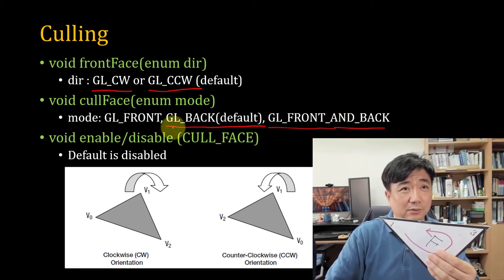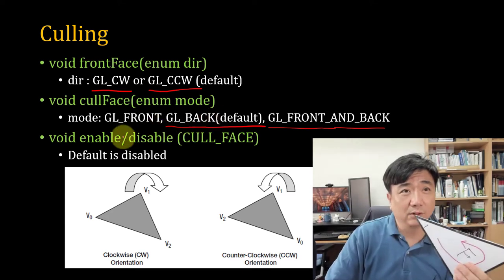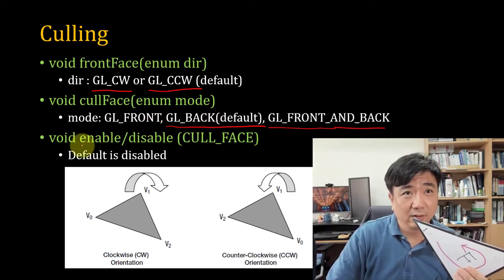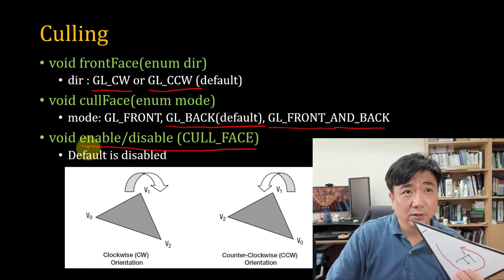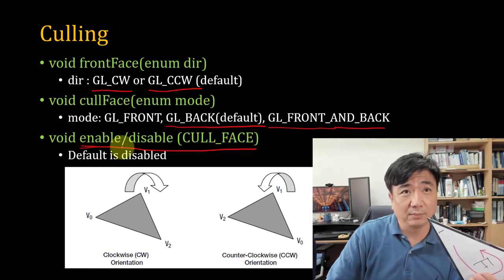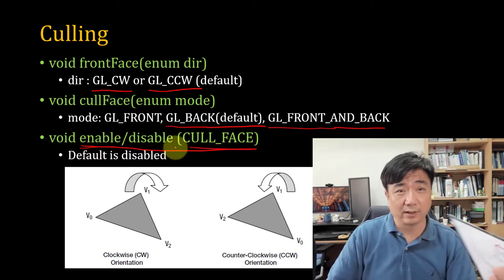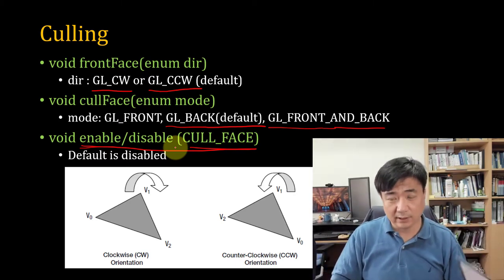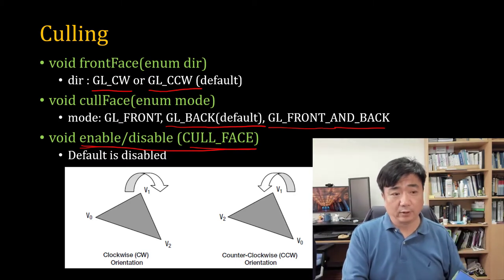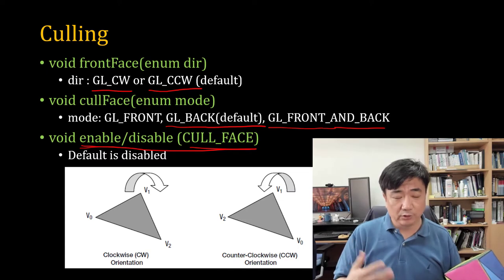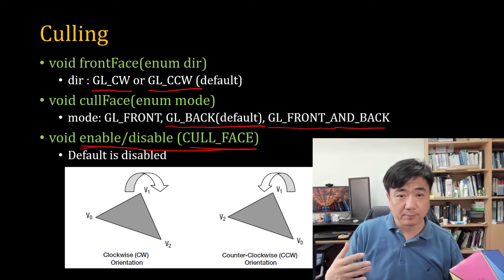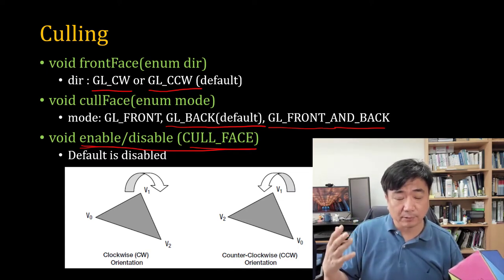How can you turn on culling? With just the API, enable cull face, then we can turn on culling. Then I will explain why it can be used for two times faster performance. We can get a two times faster performance.